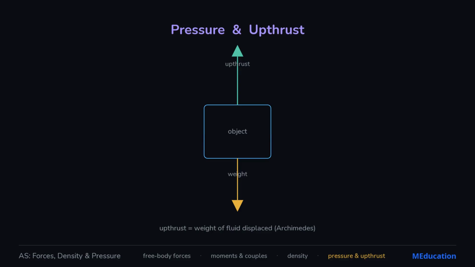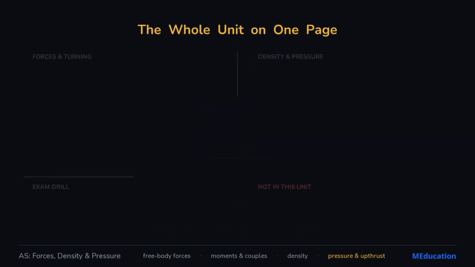Because pressure rises with depth, the bottom of a submerged object feels more pressure than the top, and that difference pushes it upward. We call this upthrust, and it equals the weight of the fluid the object displaces, the principle of Archimedes. If the upthrust matches the object's weight, it floats. If not, it sinks. Floating, finally explained.